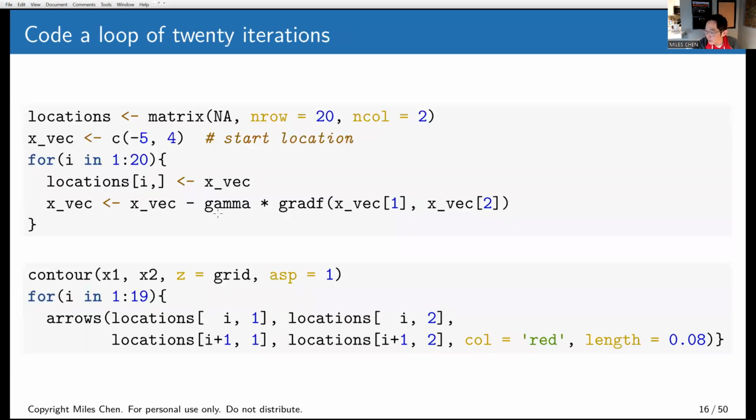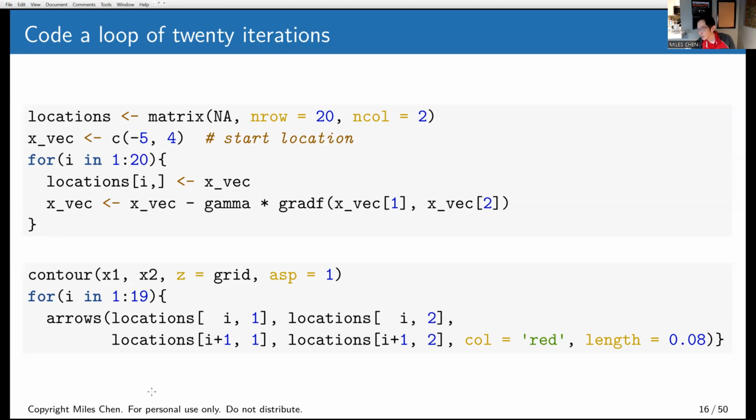Okay, so here is a loop. I'm going to do 20 iterations of this. I start off at negative 5 comma 4, and for i in 1 through 20, I update. This is really all I need to do for the location. I take my current x vector, which goes into row i in my locations matrix, and then I run x vector minus gamma times the gradient, and I repeat that. So this is the algorithm part up here, and then this is just for the plotting.